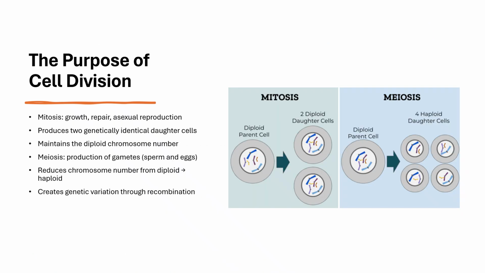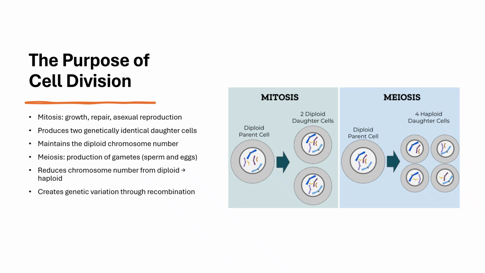Before we dive into the detailed stages of mitosis and meiosis, it helps to understand why cells divide in the first place. Mitosis is essential for everyday life. You grow from a single cell by mitosis, and you repair tissues by mitosis when you get a cut or bruise. This process makes exact genetic copies, which is important so your skin cells don't suddenly decide to become liver cells.